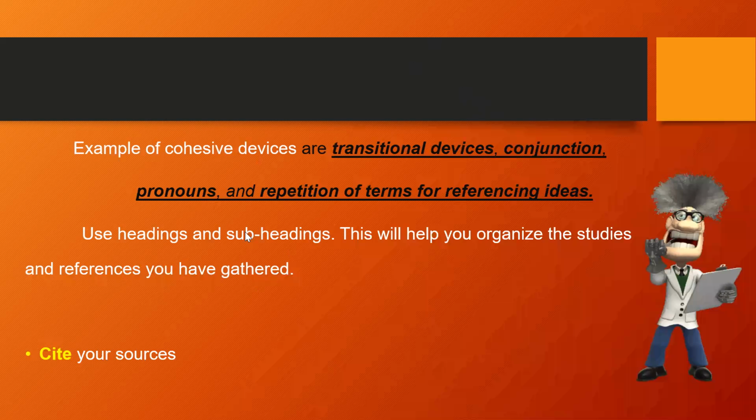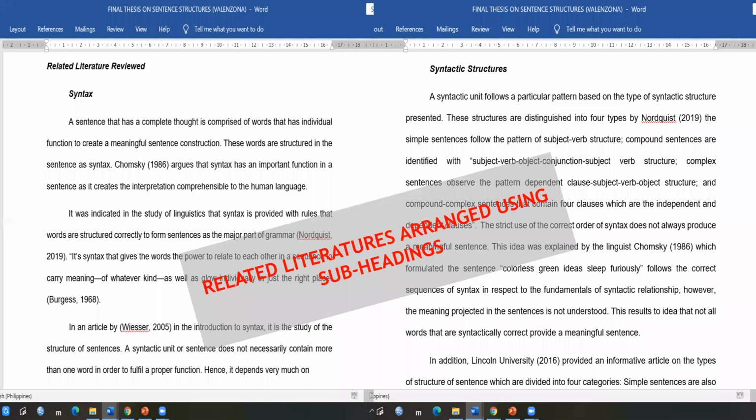Okay, or you can use headings and subheadings. So, unsa ang headings and subheadings? Okay, an example for that one is this. This is my research paper. This is a part of chapter 2, specifically the related literature part. So these are the subheadings of that part.